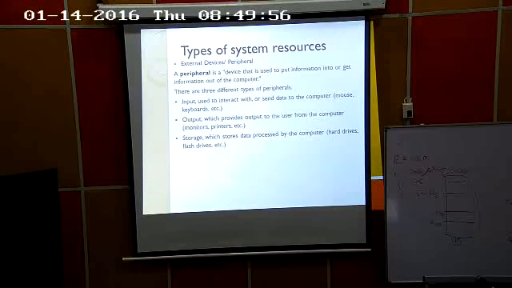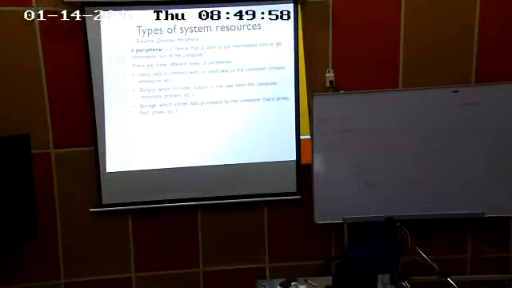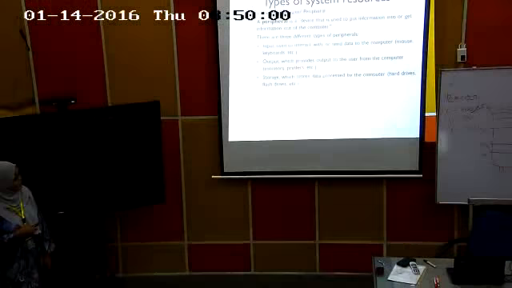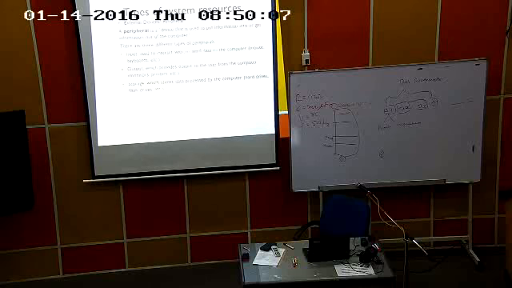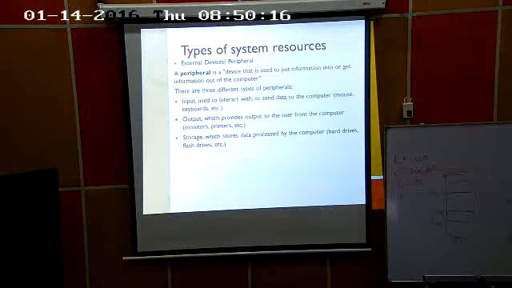Okay, external devices, for example peripherals. What are the types of peripherals? They can be input, output, or even storage. Input: mouse, keyboard. Output: LCD, monitor. Storage: hard drive.